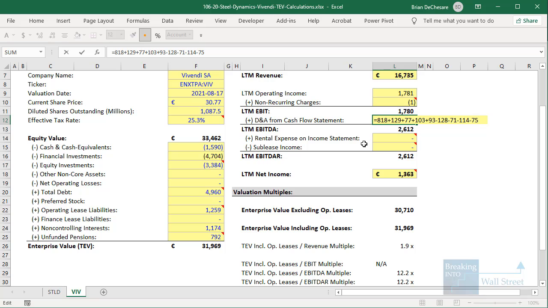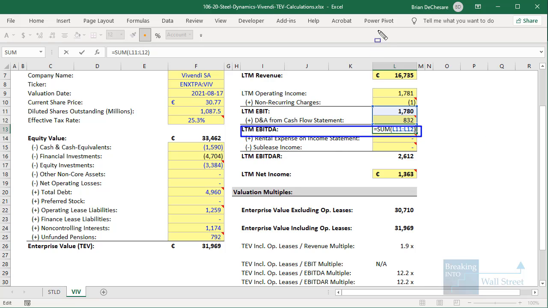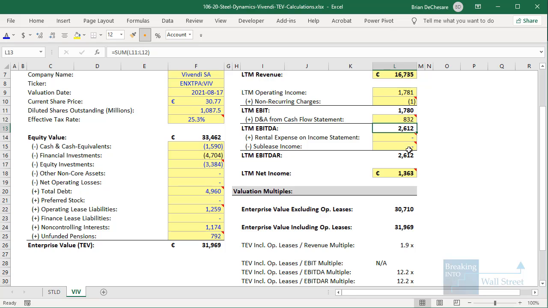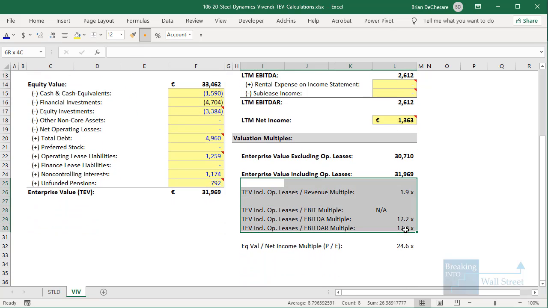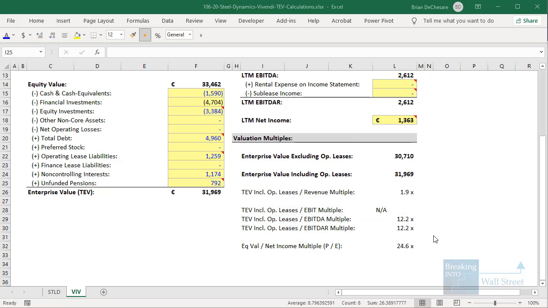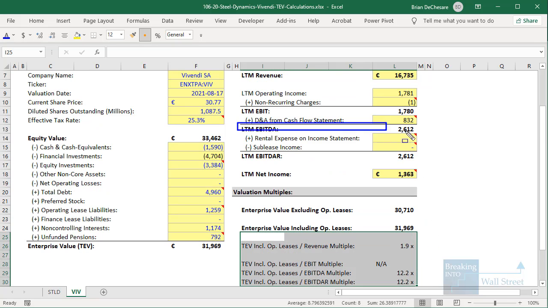Therefore, when we add back the D&A in the cash flow statement to get to a metric like EBITDA, this already excludes the full operating lease expense and the full finance lease expense. And so you can see how all the metrics down here are based on enterprise value, including operating leases. And you can also see how under IFRS, EBITDA and EBITDAR are actually the same.